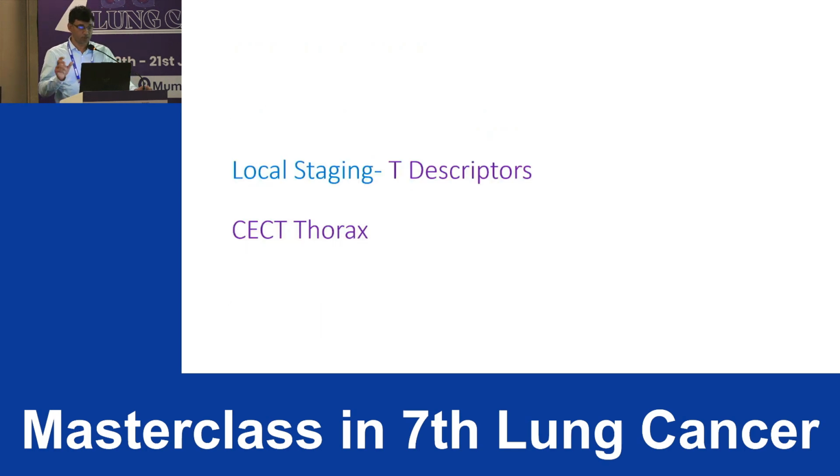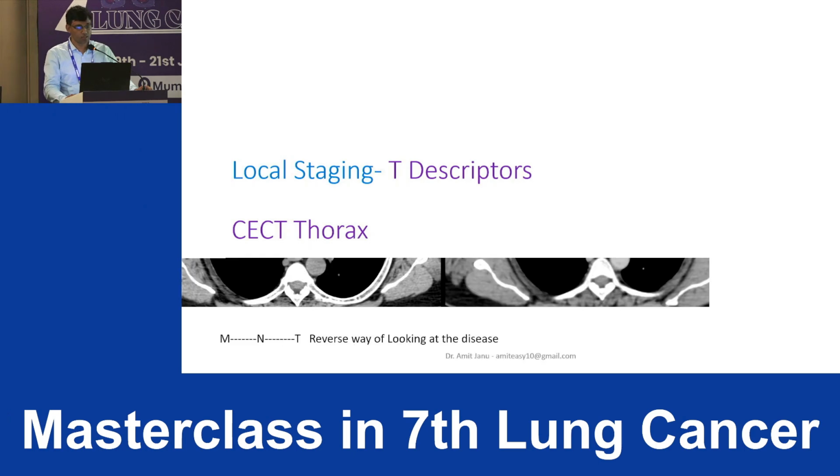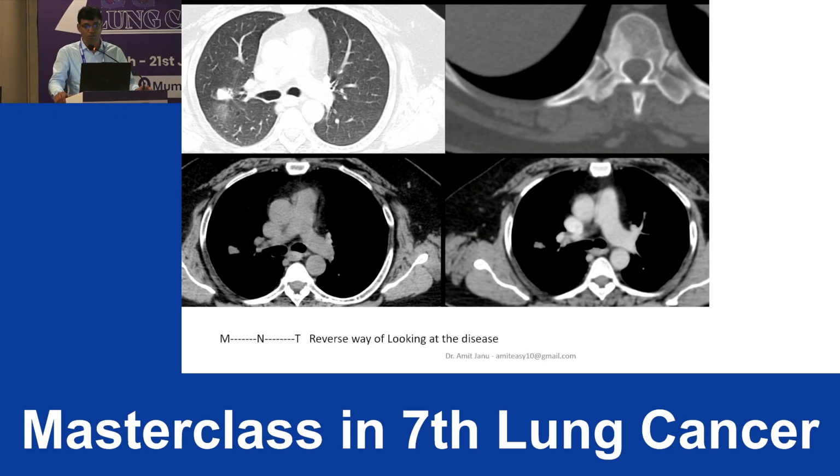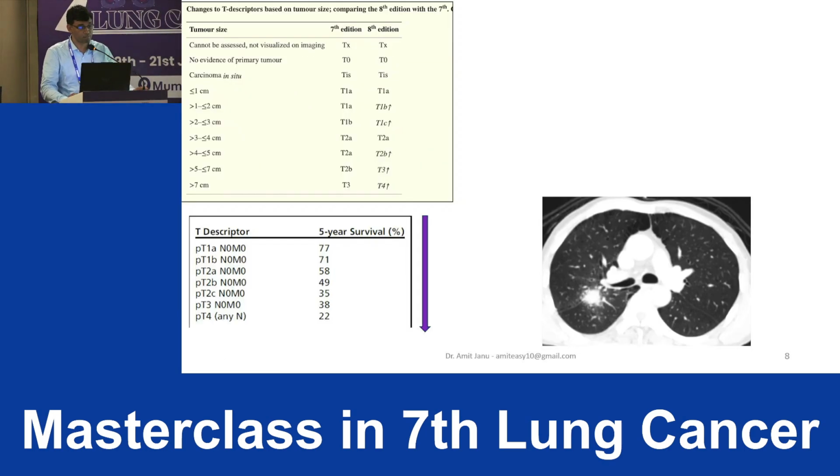So coming to the local part of the staging, when we are talking about the T descriptors, it is the CECT thorax that we use to assess them, and you can see there is a nodule sitting here. One can go from the T descriptors towards the N descriptors. T means tumor locoregional extent, N means the nodes, and M means the metastasis. So this is the nodule, and if it is associated with metastasis, it may not be curative if it has extensive metastatic disease.